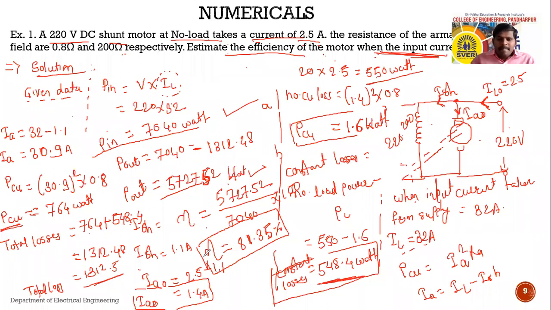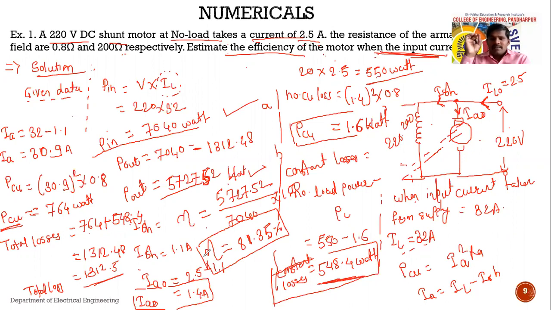Okay, getting it? Did you understand? This problem is very easy. Just you have to understand what is given and what is to be asked, what is given and how to solve this. We should check whether the current given is the armature current or the supply current.